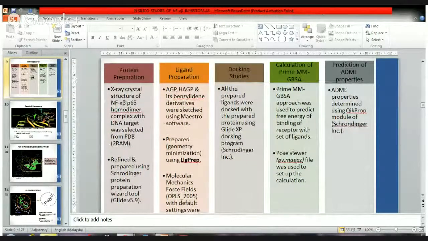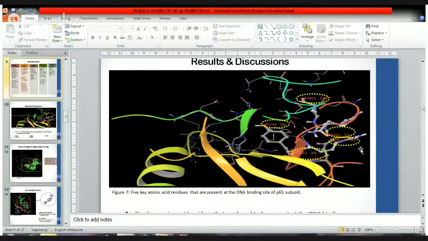For the docking studies, all the prepared ligands and the protein were docked using the Glide XP docking program. For the calculation of Prime MM-GBSA, the pose viewer file, that is the file that exists after the docking was done, was used to set up the calculation. And prediction of ADME properties was done using the QikProp module of Schrödinger.